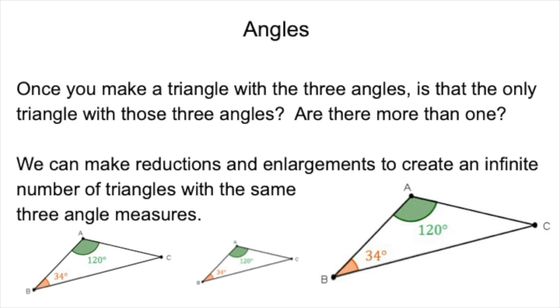Once you make a triangle with the three angles, is that the only triangle you can make with those three angles, or are there more? We can make reductions and enlargements to create an infinite number of triangles with the same three angle measures.